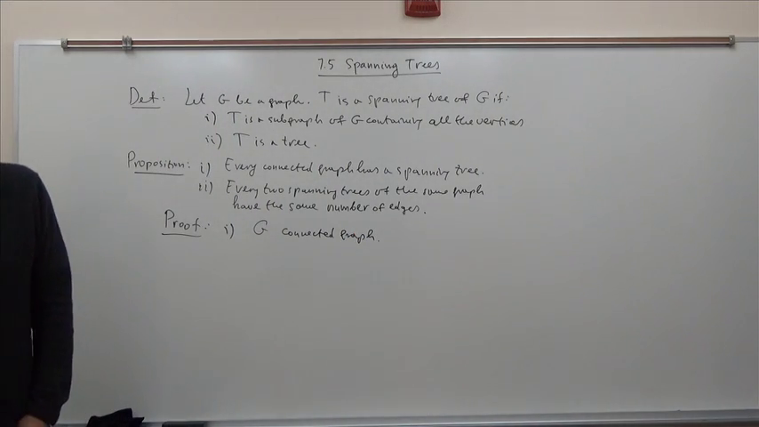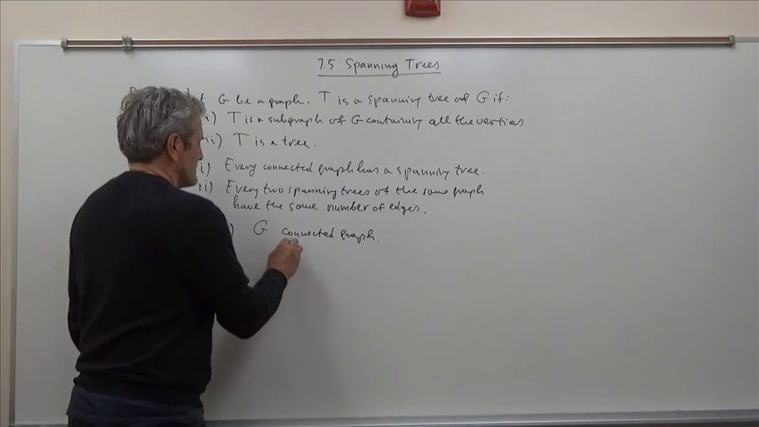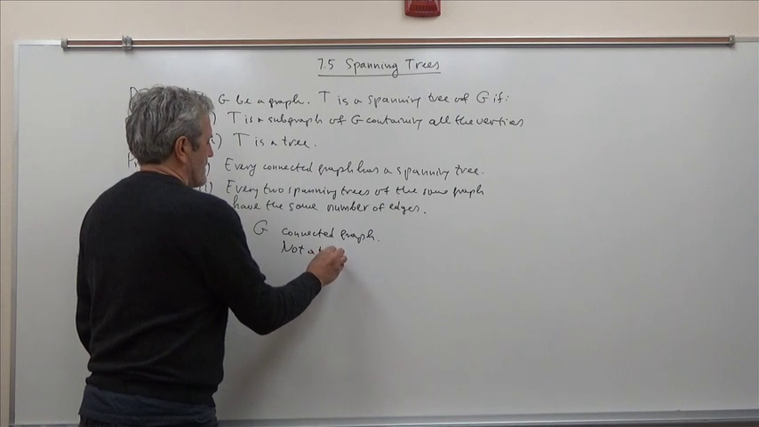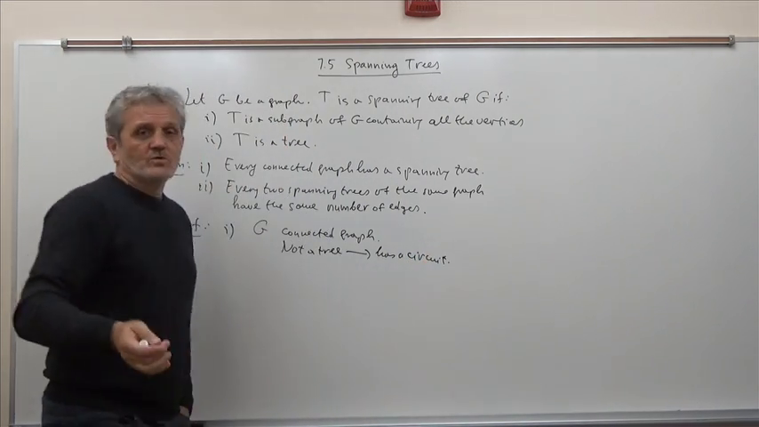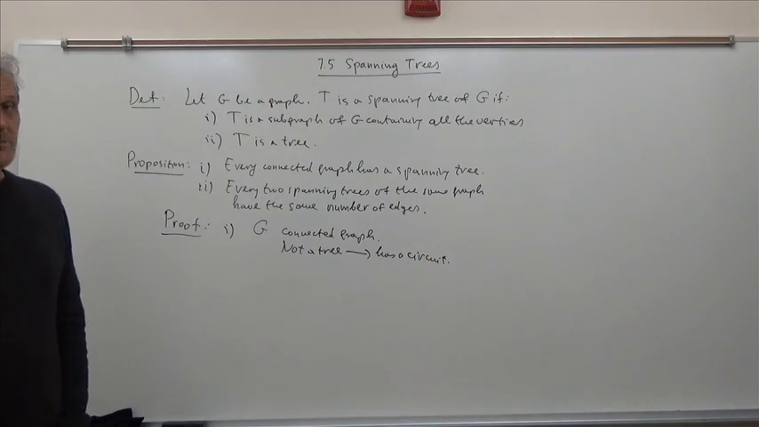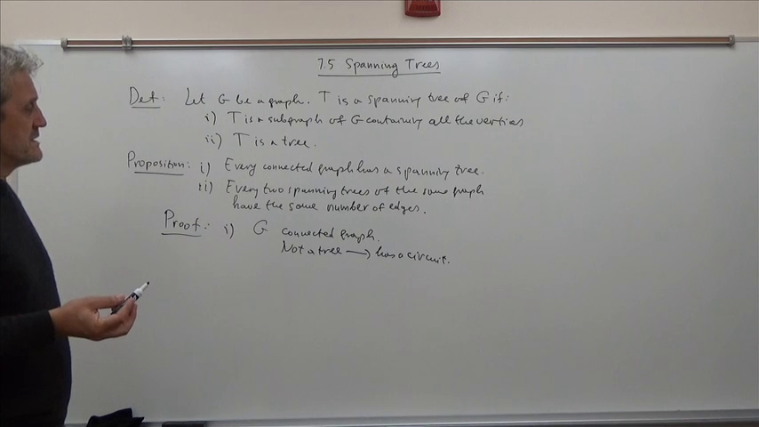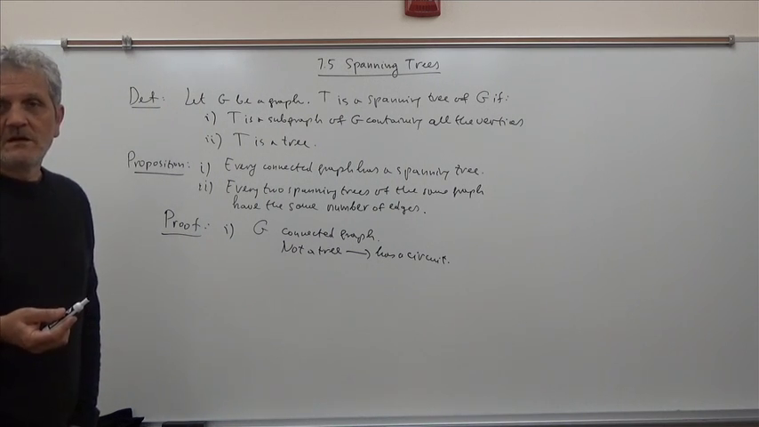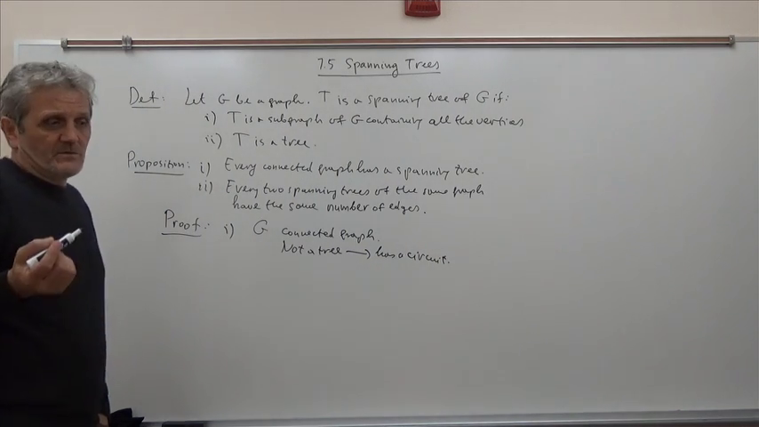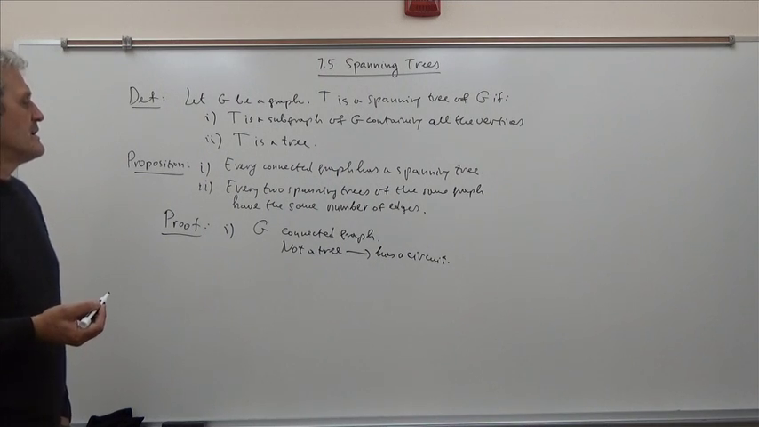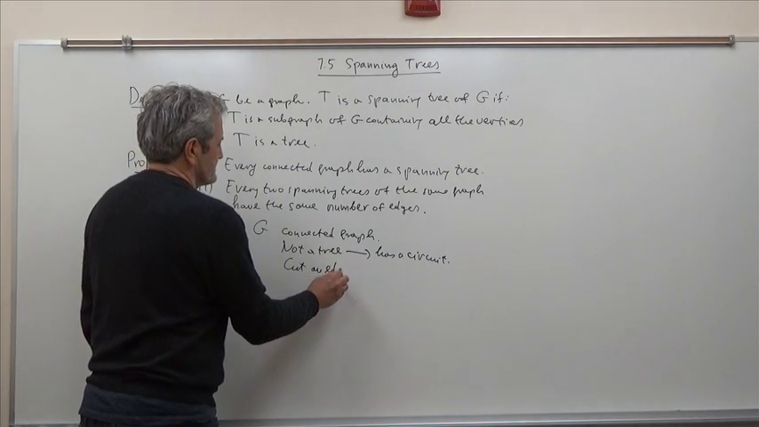And then what? If it's a tree, done. If G is not a tree, that means it has a circuit. What do we do? We cut one edge, and that will keep it connected. You remember that theorem. Then we revisit: since it's still connected, we ask, is it a tree or not? If it is, we are done. That's a spanning tree. If not, cut an edge, and repeat.